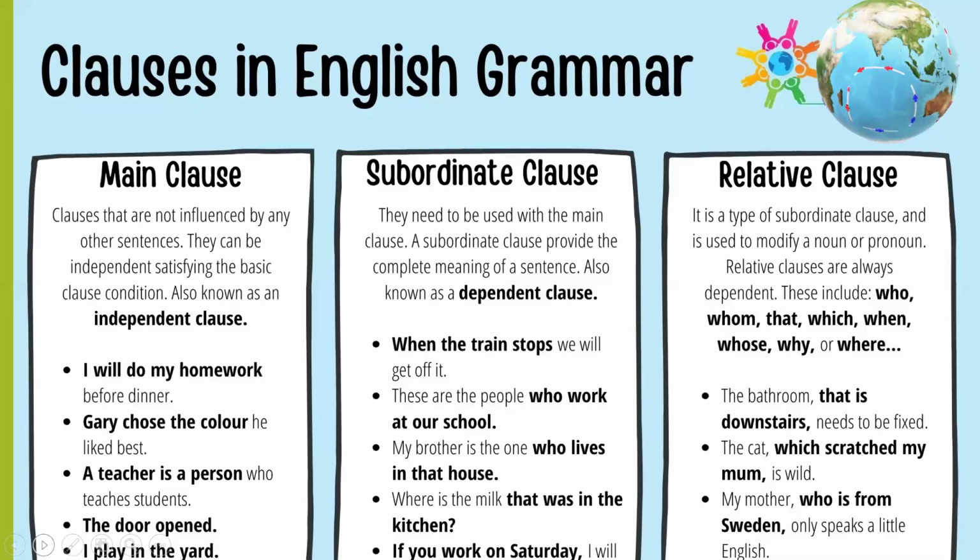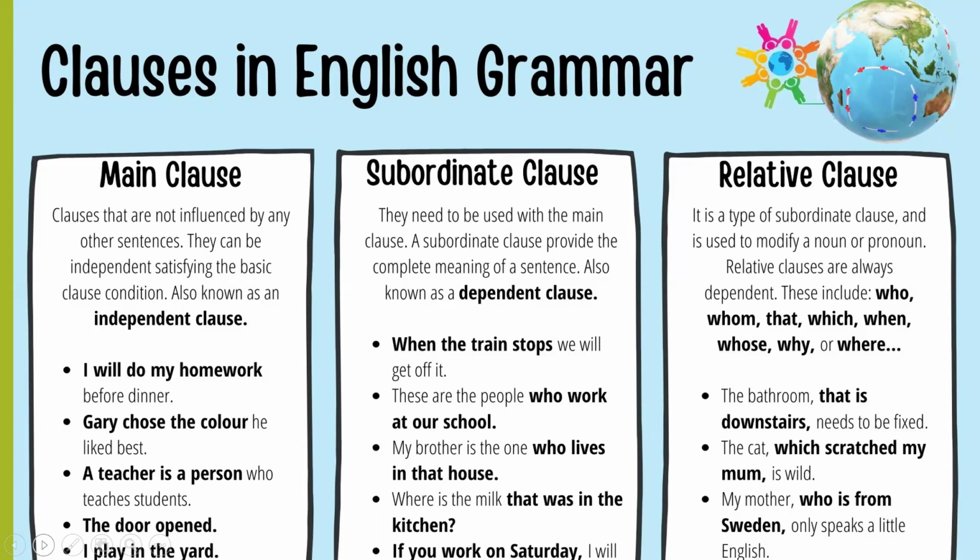Clauses in English grammar have types, main and subordinate, which we have learned in the previous slide also. There is one more clause, that is the relative clause. Main clause, we have understood, can be independent, satisfying the basic clause condition. So the main clause is known as the independent clause. It is known as the principal clause because it can be independent, satisfying the basic clause condition.